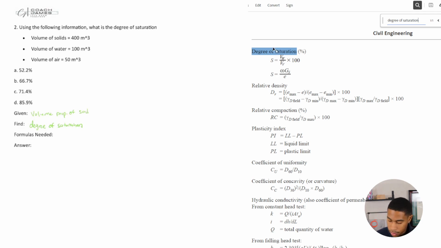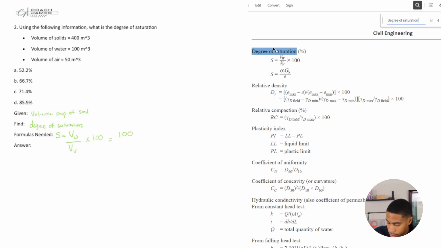Right? So I would say the formula that I need, and if it doesn't work, we'll come back to the drawing board, but S is equal to volume of water. I want to make my job as easy as possible when I'm solving this. Volume of voids times 100. Okay. This is my degree of saturation. Okay, so do I have the volume of water? Yes. So this is equal to 100.